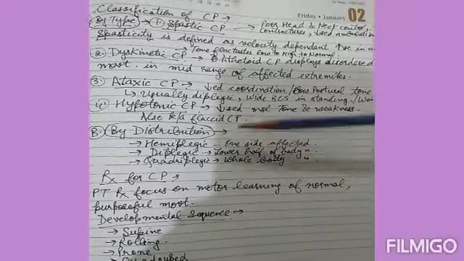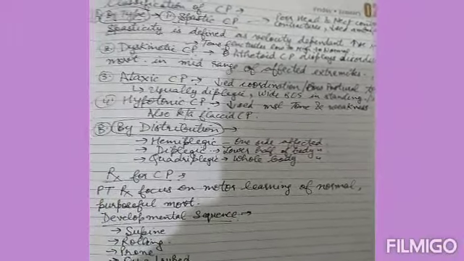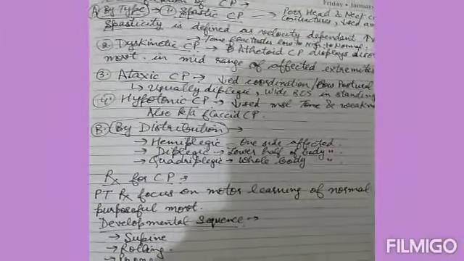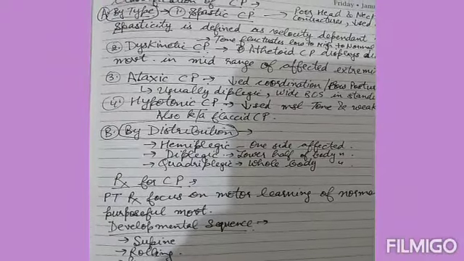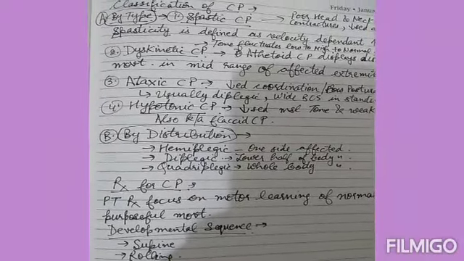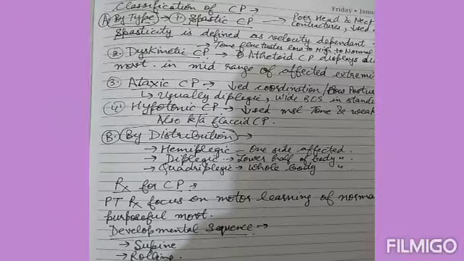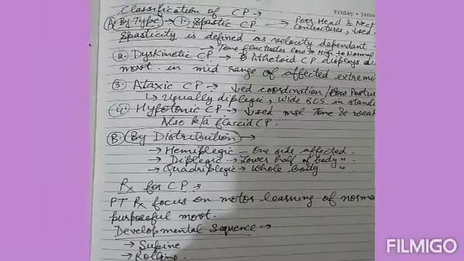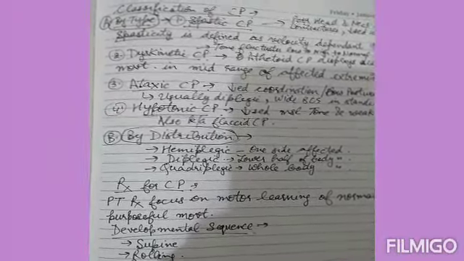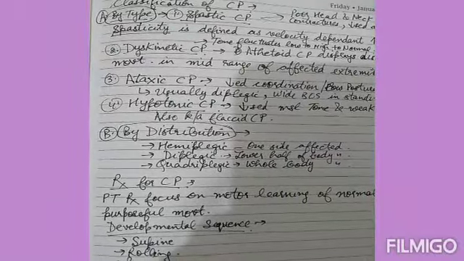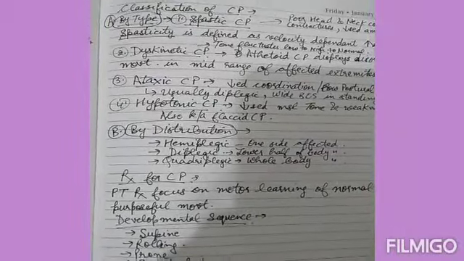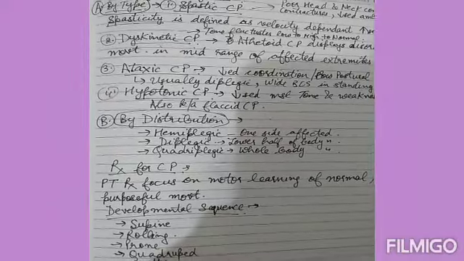Now, if we classify it by distribution, it could be hemiplegic, diplegic, quadriplegic. Hemiplegic means only one side is affected, diplegic means only the lower half of the body is affected, and quadriplegic means the whole body is affected. So this is the basic classification of cerebral palsy.